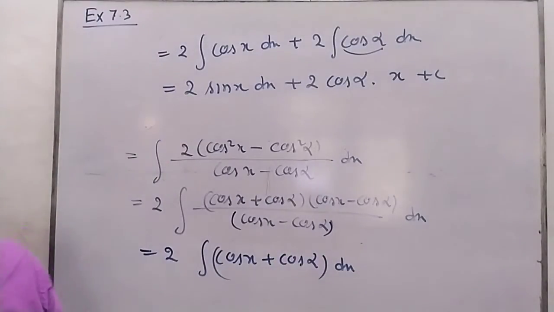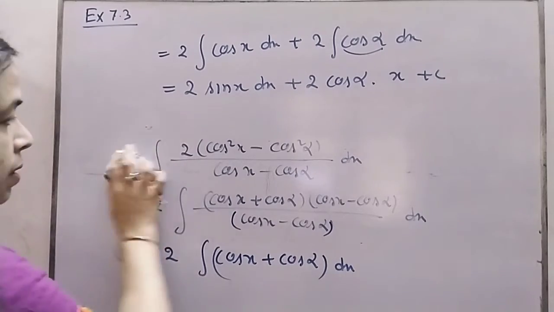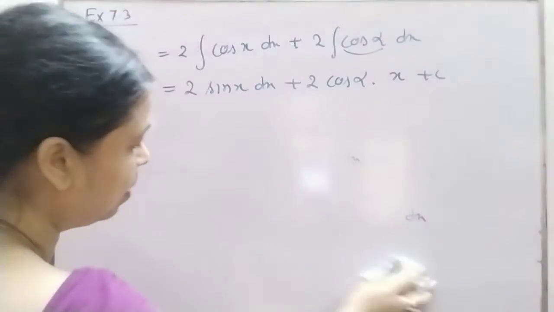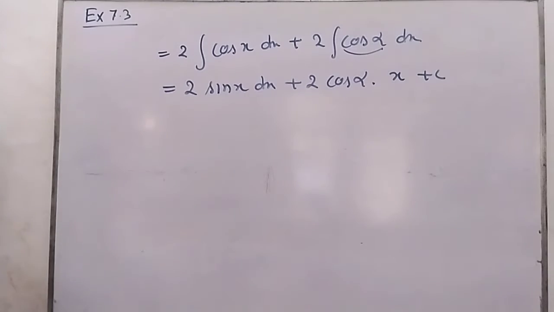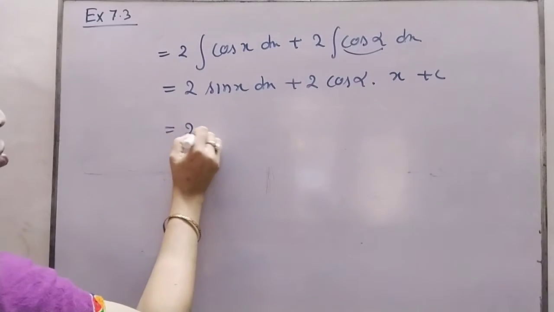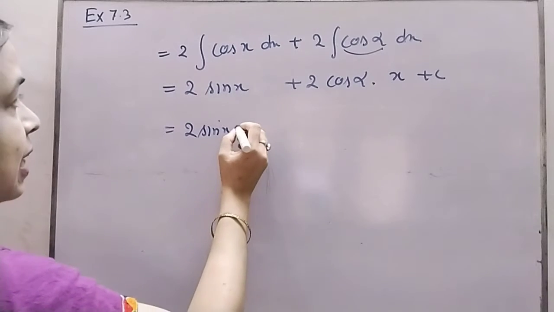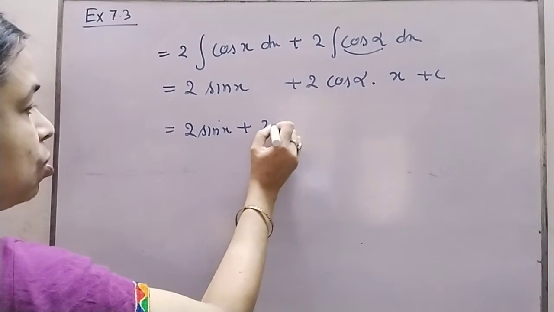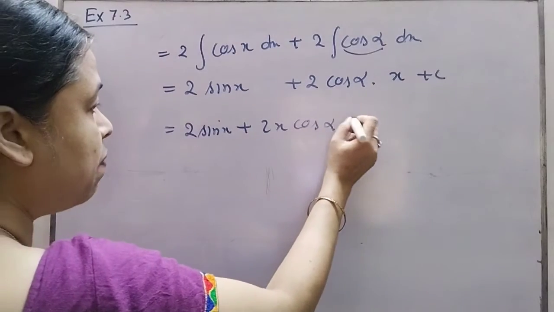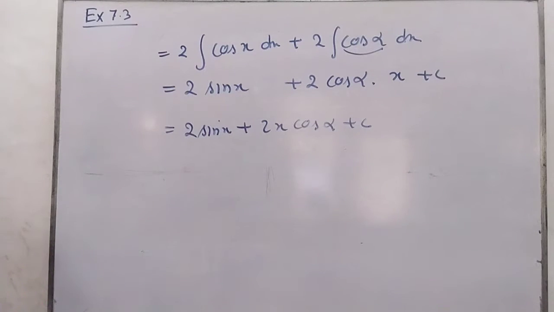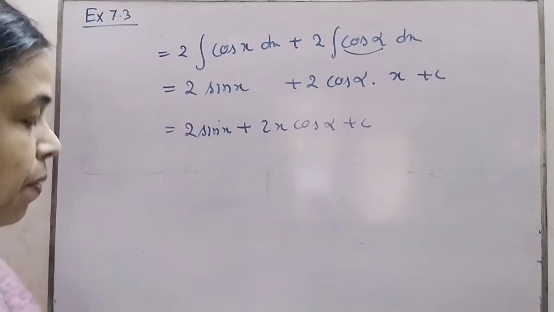So simplify and arrange it. This is equal to 2 sin x, sorry, you don't have to write down this dx, plus 2x cos alpha plus c. This is the solution, the required solution.